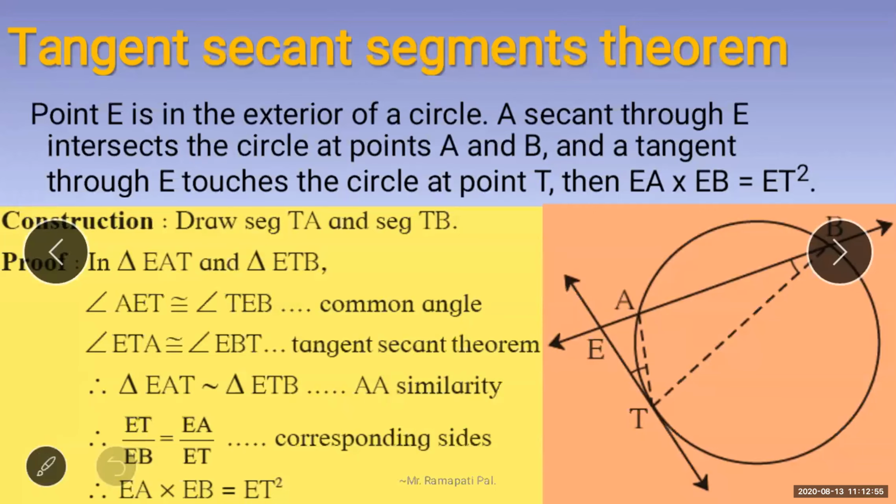We have seen, you can see here two triangles. Yes or no? One triangle is EAT. EAT. This is one triangle. And the second triangle is ETB.